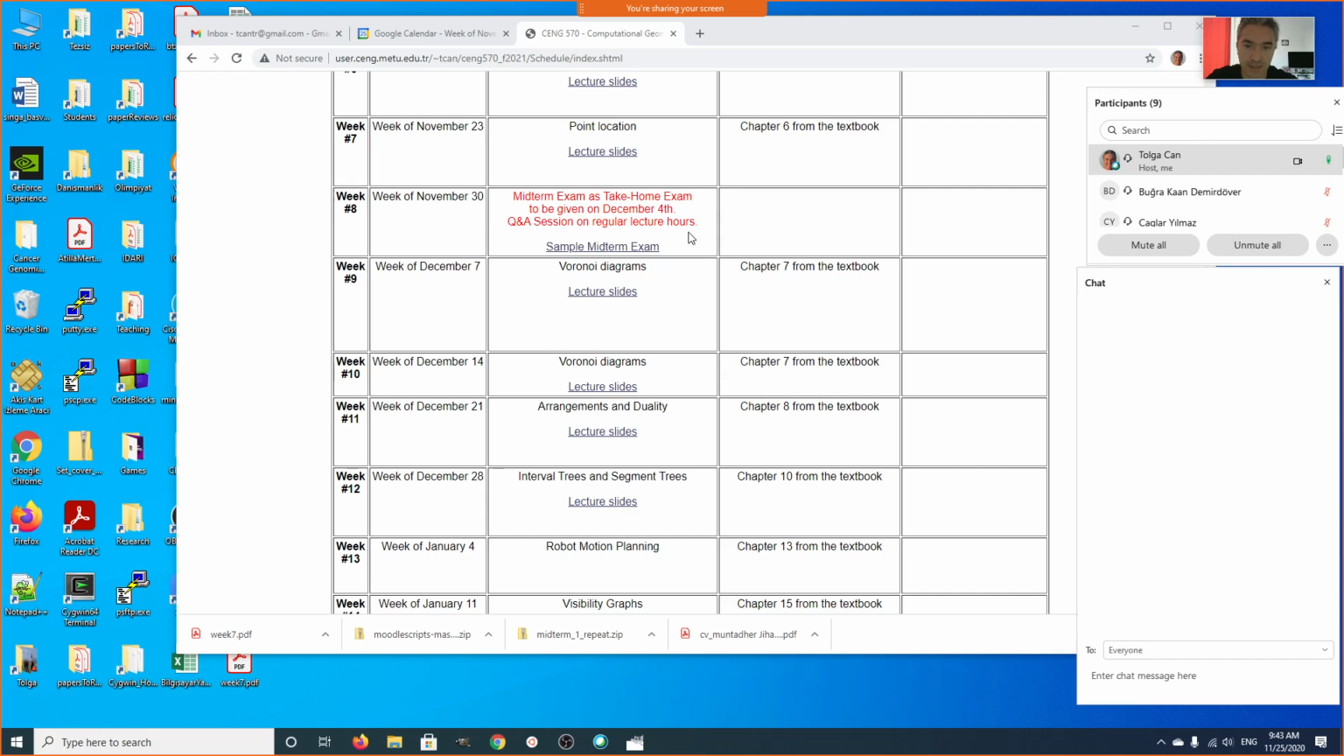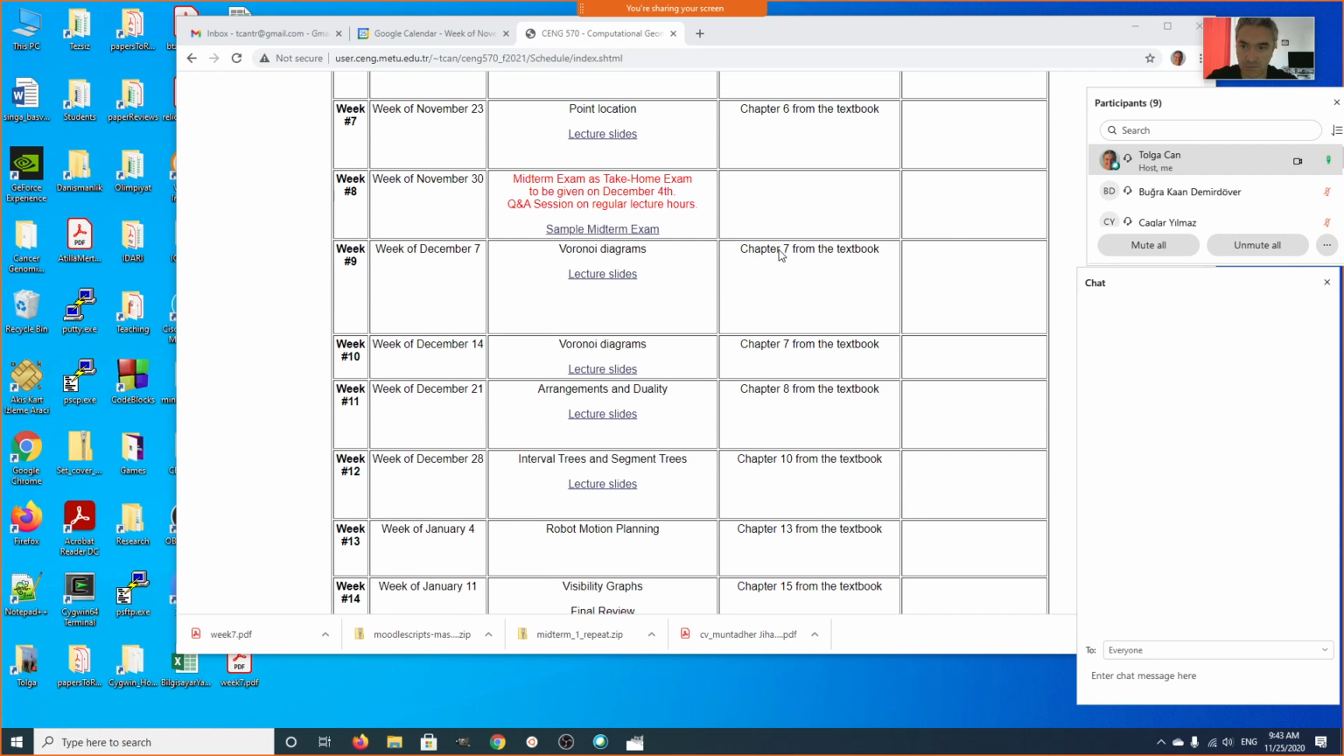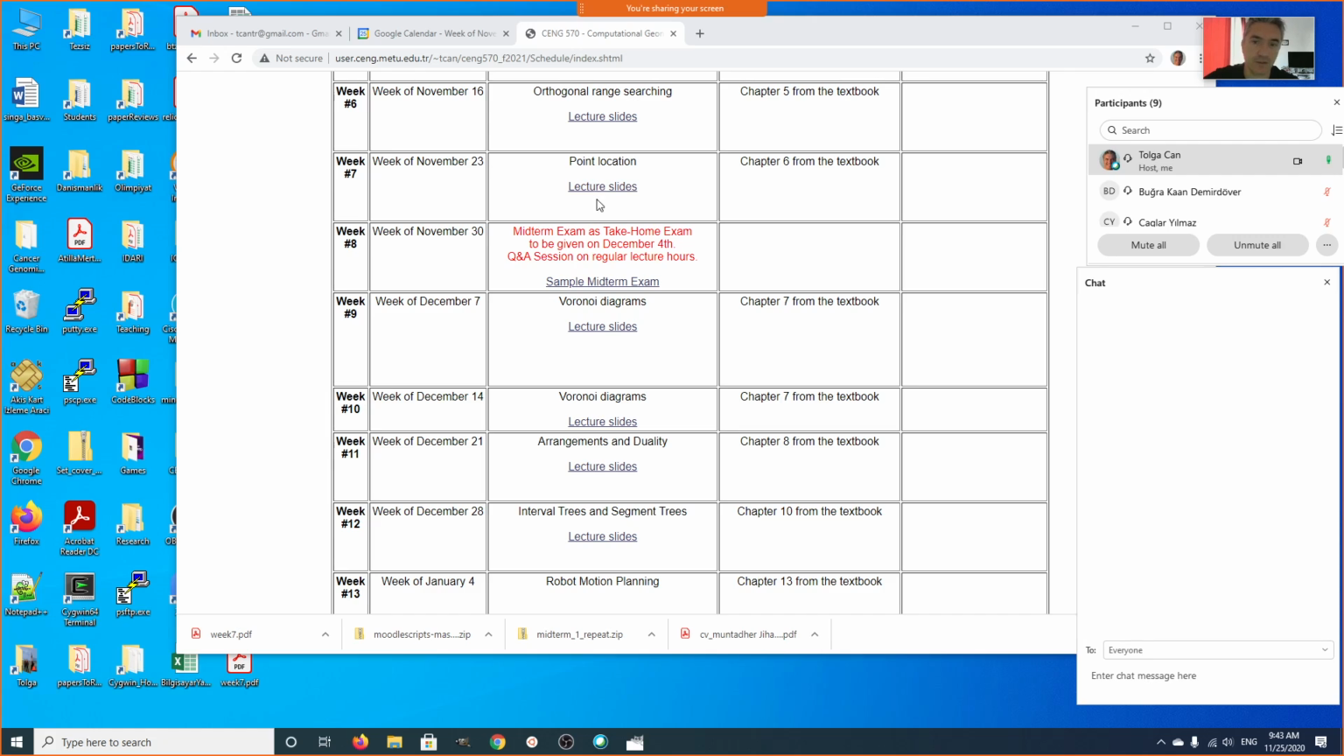So that's the plan. And after that, after the take-home exam, we are going to have 5 chapters to cover from the book, 7, 8, 10, 13, and 15. I gave 2 weeks for Voronoi diagrams, but I think we will be able to finish in 1 week, so we can have one final week off before the final exams start. All right, so that's the plan. We are right at the point of the midterm, middle of the term, at 7th week.